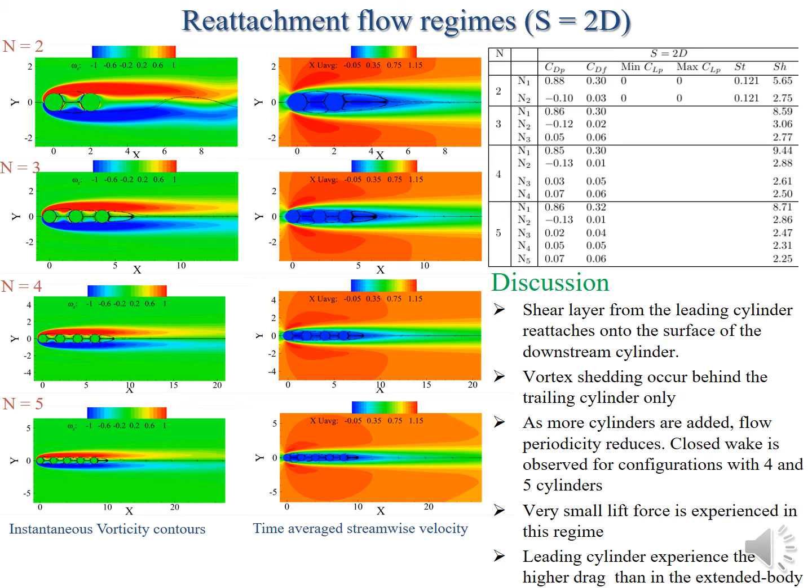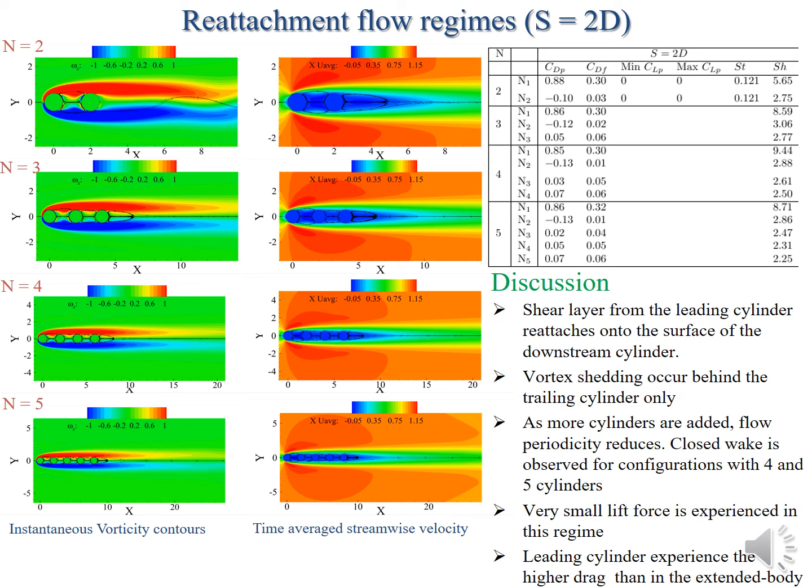We have a closed wake from the number of cylinders n equals 3 to n equals 5. And that is the same phenomenon. So the coefficient of drag still behaves the same. We have the leading cylinder having the highest drag, and then we find the second cylinder actually has negative drag, and then drag increases as we go along.